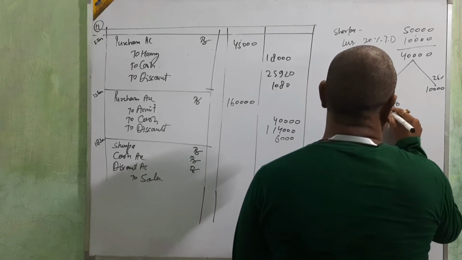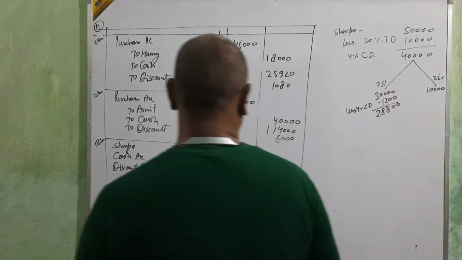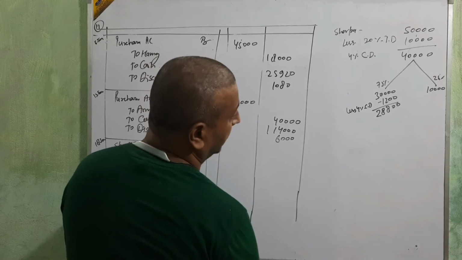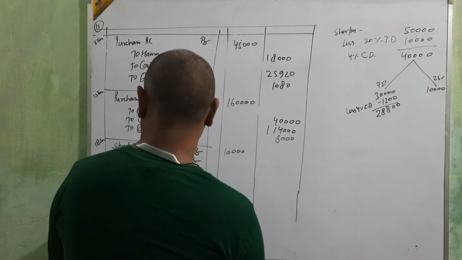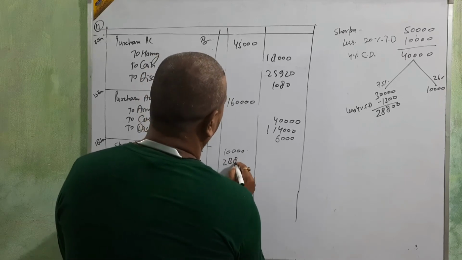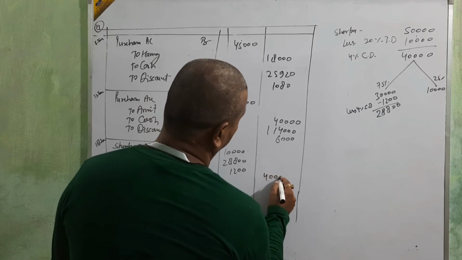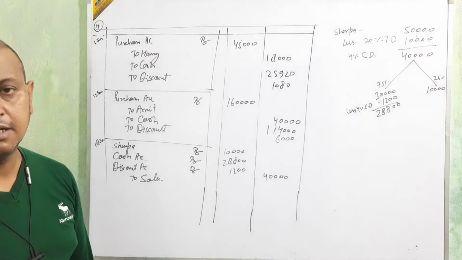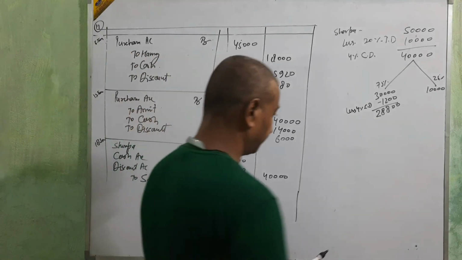1200. Okay. Now put the amount in this Sherpa 10,000. Okay. In the cash 28,800 and 1,200 and total amount is 40,000. Okay. Clear? Clear or not? Clear, beta? Okay. Next. January 25.